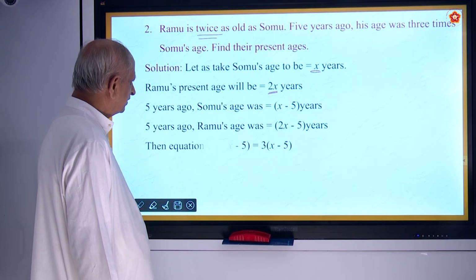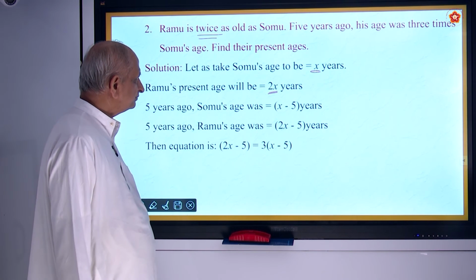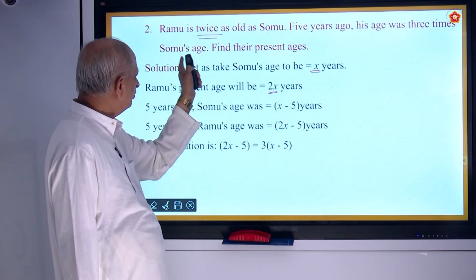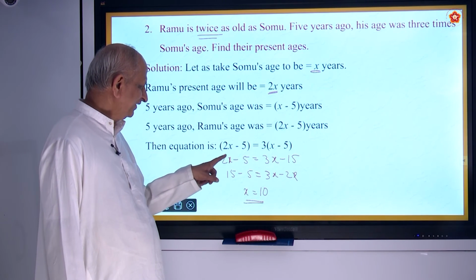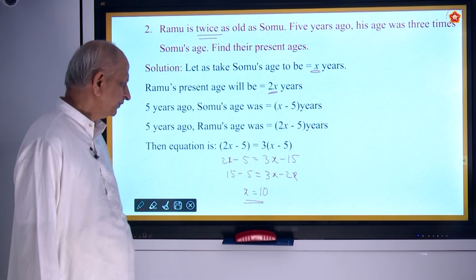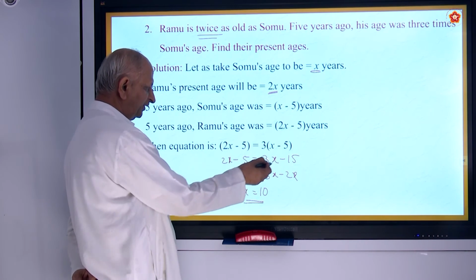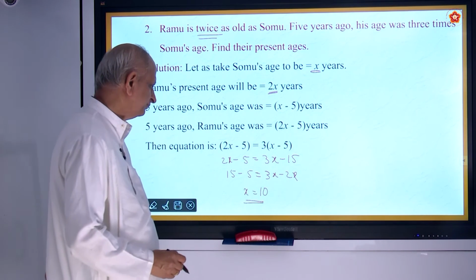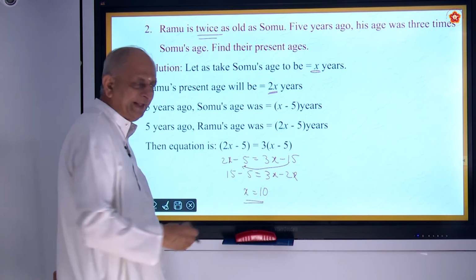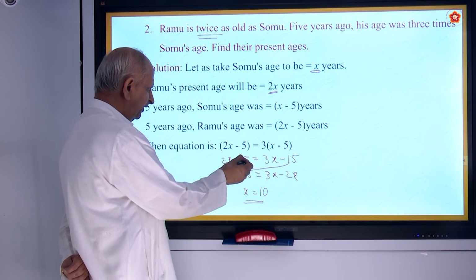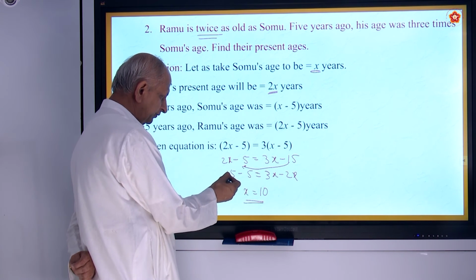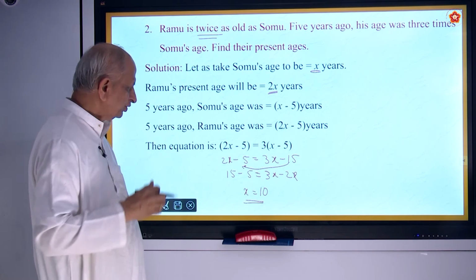Okay. Now the equation. 5 years ago his age was 3 times Somu's age. See, 2x minus 5 is equal to 3 into x minus 5, 3x minus 15. So bring this x this side, 3x minus 2x, and bring this 15 this side, that is called transposition. So 15 minus 5 is already there, minus 15 becomes plus 15. So 15 minus 5, that is 10. So x is equal to 10.